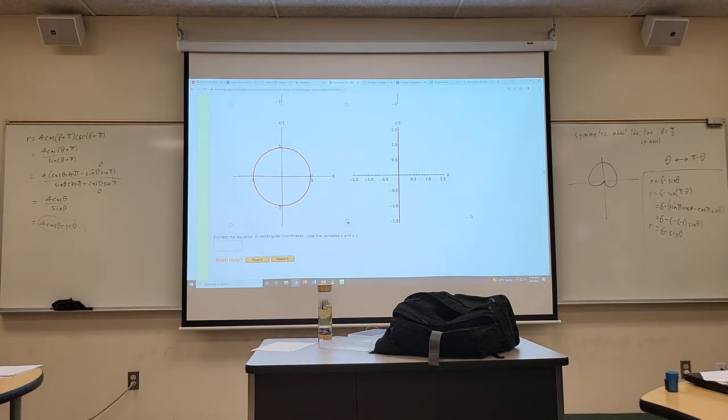For the bottom part, would it just be x equals 0? The equation in rectangular coordinates would be x equals 0.